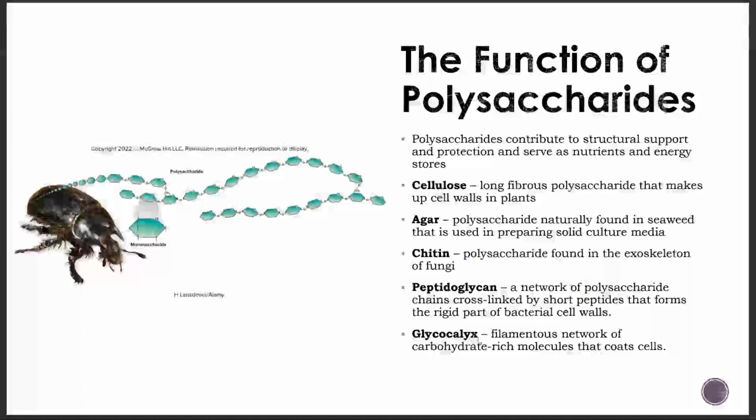The glycocalyx is a final variety of polysaccharides here. It forms a filamentous network of sugars that forms a coat on cells. You'll talk about later the glycocalyx or slime layer, kind of a capsule outside of the bacteria. And this acts more as protection for bacteria. It makes them harder for our immune system to get rid of them.